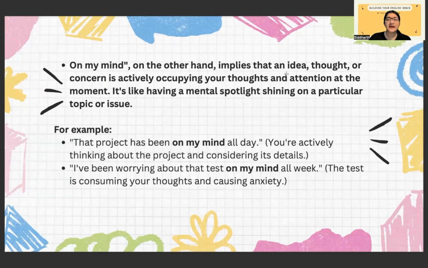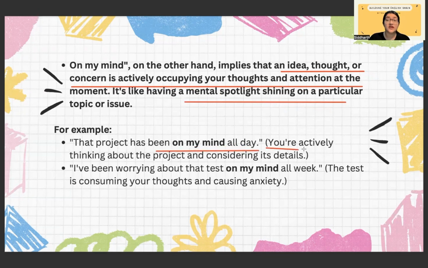So, "on my mind" implies the idea, thought, or concern which is actively occupying your thoughts and attention at the moment. All right, so it's like having a mental spotlight shining on a particular topic. "That project has been on my mind all day." That means you were actively thinking about the project and considering its details. Like you were worried about it, or maybe you're actively into it. It could be related to overthinking also, continuously thinking about it, right? Contemplating. Next example, "The test has been on my mind all week."